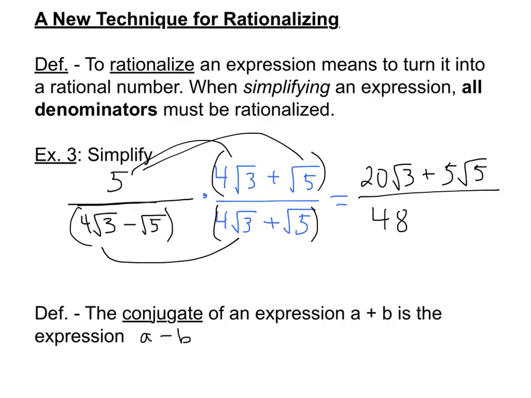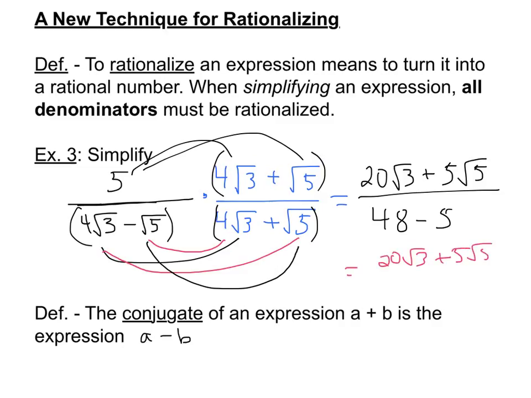And then you can look at the middle terms, but you don't really have to. This distributed to the root 5, and then the minus root 5 also distributed to 4 root 3 are going to cancel out when you add those up. So all you have to do is look at the final term, negative root 5 times root 5, and that's going to produce minus 5. And our final answer will simplify to 20 root 3 plus 5 root 5 divided by 43. And that's the procedure of multiplying by the conjugate.